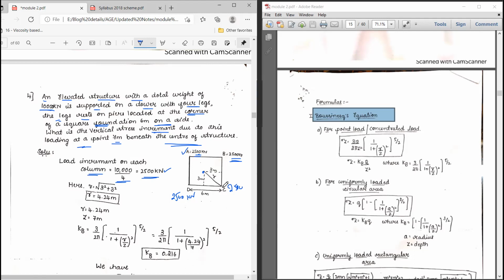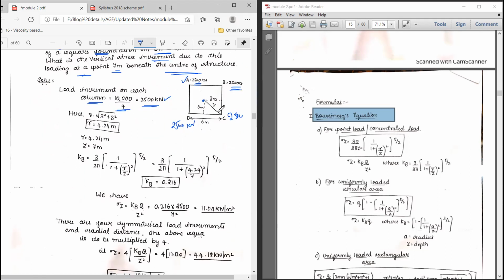Now I'm going to calculate the pressure at the center because of the load acting at column C. At the center, from here to here, we need to calculate the radial distance. We know that each side of this foundation is 6 meters. Therefore, from here to here is half of that, which is 3 meters. Obviously, since it is a square structure, here to here also is 3 meters. So you need to calculate this radial distance.